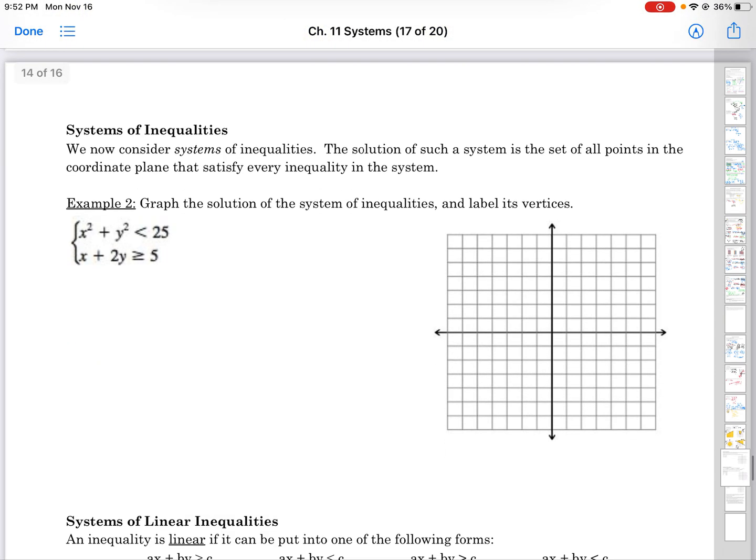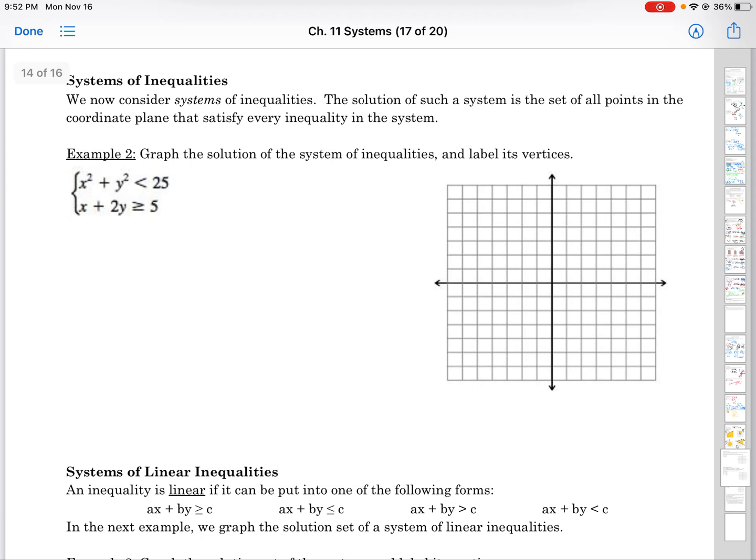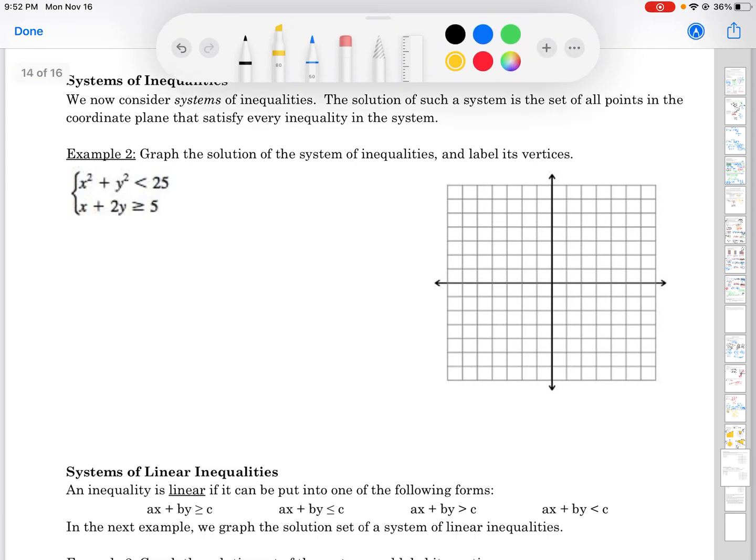All right, so to make it a system, really we're just going to put the two together and see where they cross, or really where the shading overlaps. So again, we have this circle. We have a radius of 5, if I think of the 25 as 5 squared. And again, it's dashed. It's sort of looking circle-ish. I will not judge your circle if you don't judge mine.